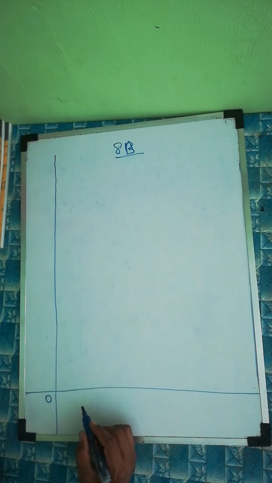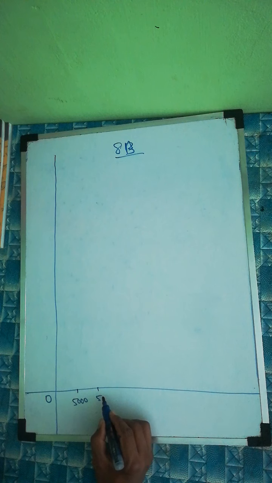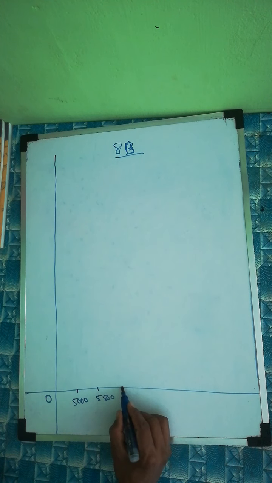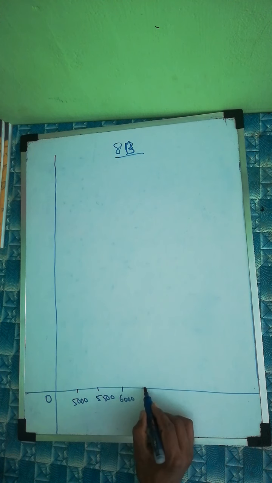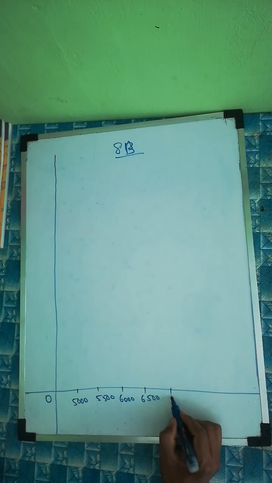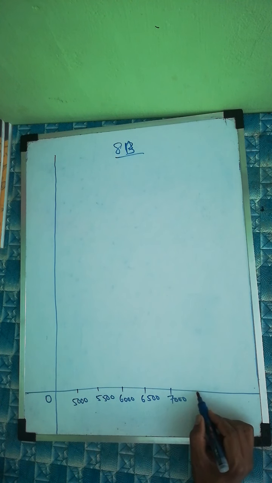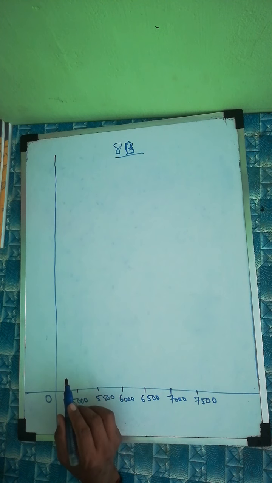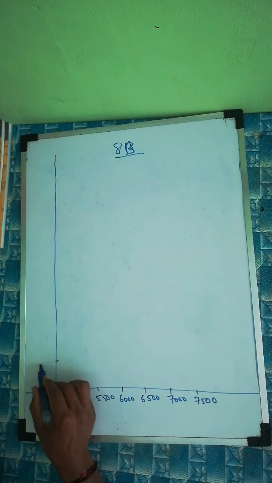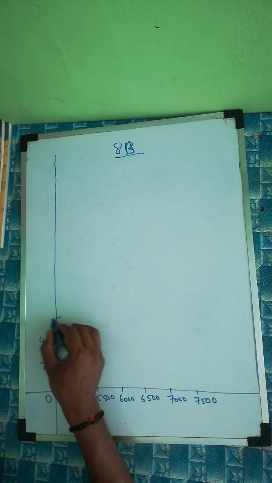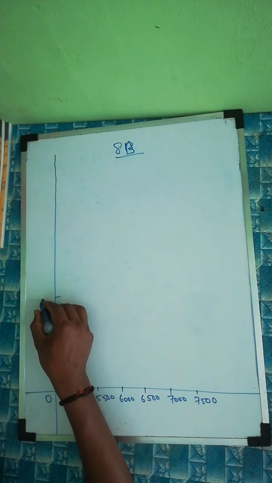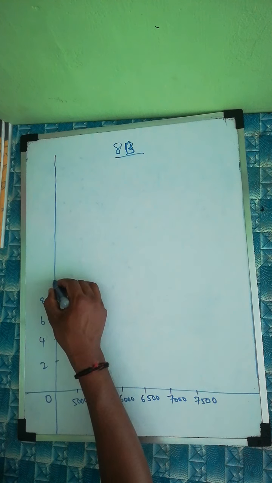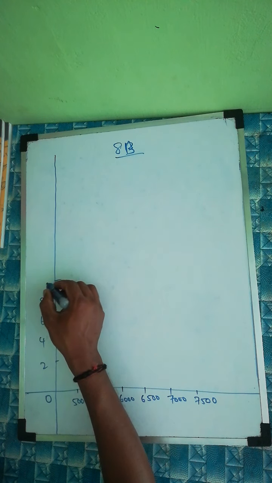So 0, and here it starts from 5000, so we'll just mark it here, 5000. The next one is 5500, next 6000, 6500, 7000, and 7500. Here the numbers go up to 18, so I'll make it 2, 4, 6, 8. In your graph you better make it 1, 2, 3. Here I can't make up to 18, so I'm just making 2, 4, 6, 8.